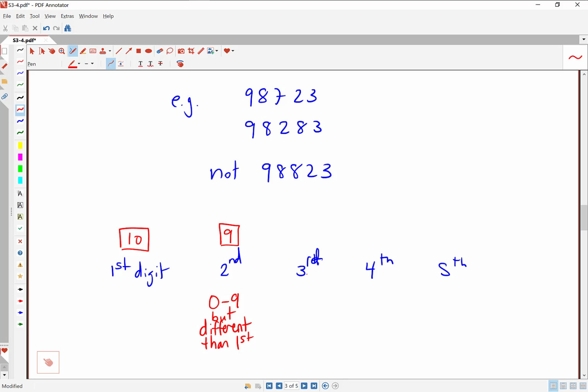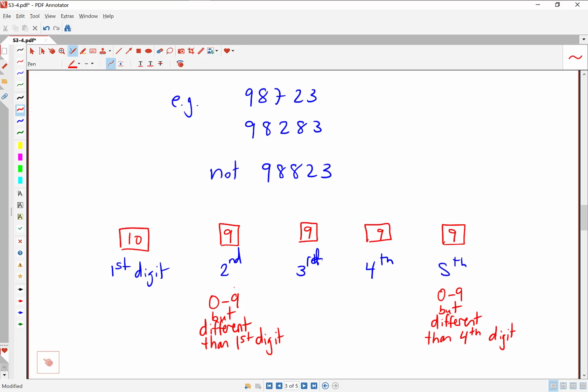And the same kind of reasoning tells us that there are going to be 9 options for the third digit. So the third digit, again, can be anything 0 through 9, but it has to be different than whatever digit we chose for the second position. Similarly, the fourth digit, 9 options, and 9 options for the fifth digit. So I'll write a bit more detail for this fifth digit. It can be anything 0 through 9, but it has to be different than the fourth.